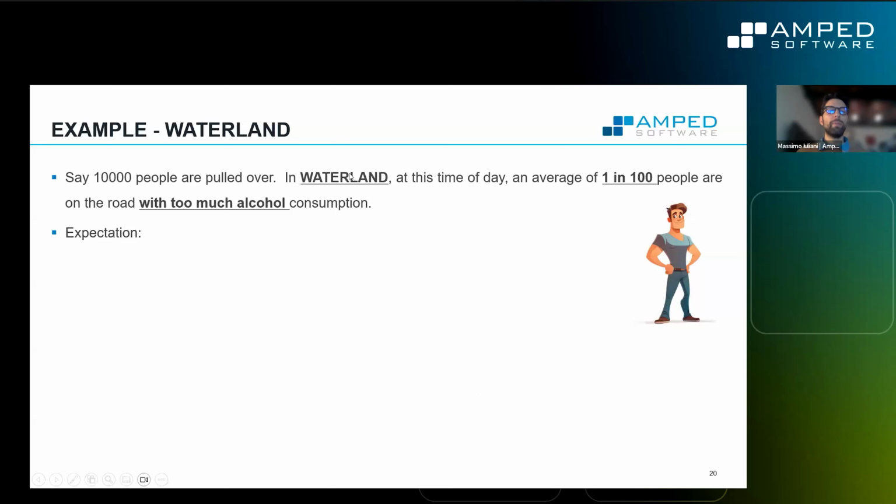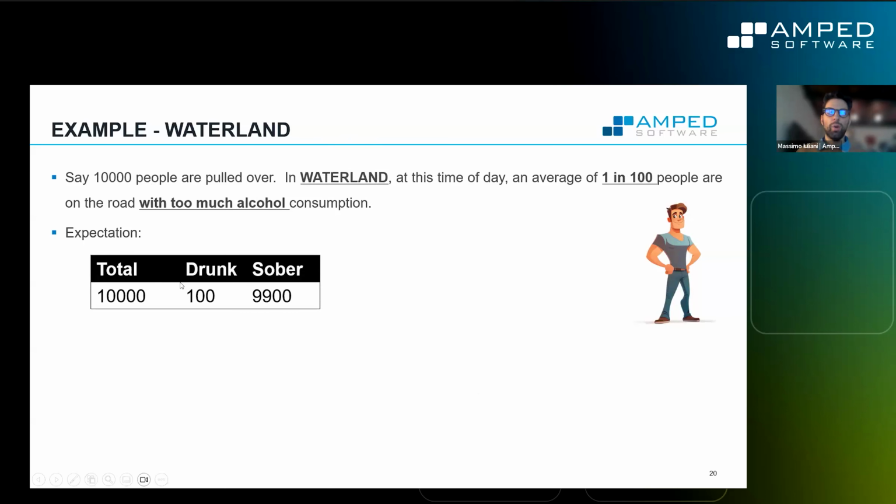We are in Waterland. 10,000 people are pulled over. And in this town, since people are not drinking so much, only 1% of the people are on the road with too much alcohol. So what do we expect to find? We have only 100 drunk people, because it's 1% of 10,000. And the remaining people are sober.